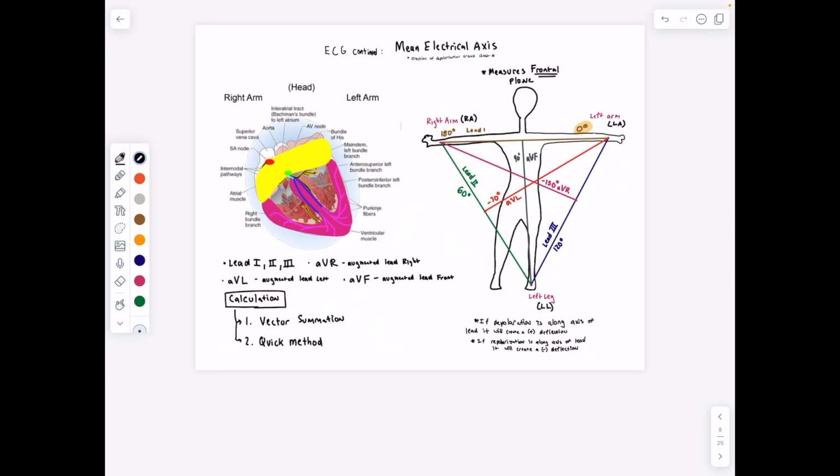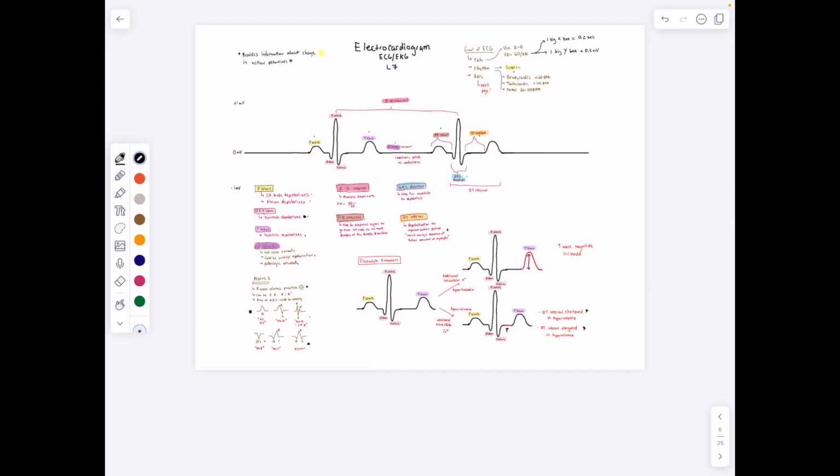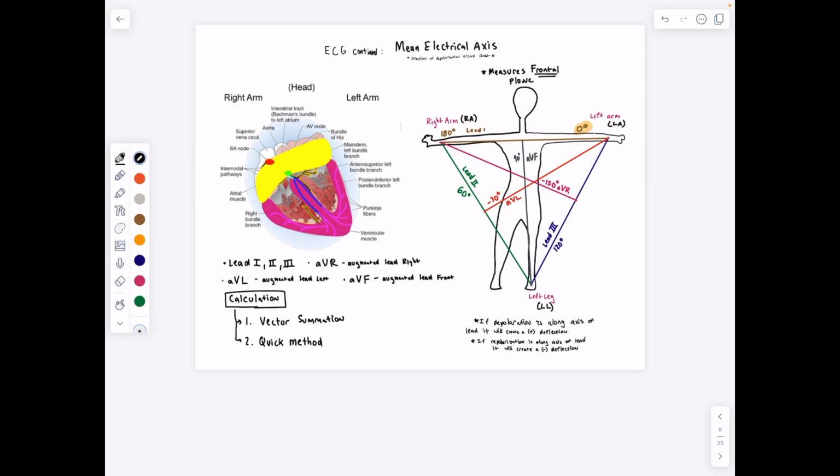This is really giving us a little bit of information. There's two things this time. One is mean electrical axis, and talking about the different leads is essentially giving us information about how we actually get the ECG. The ECG is measuring change in action potentials, so what is the pathway that conduction is taking through the chest?